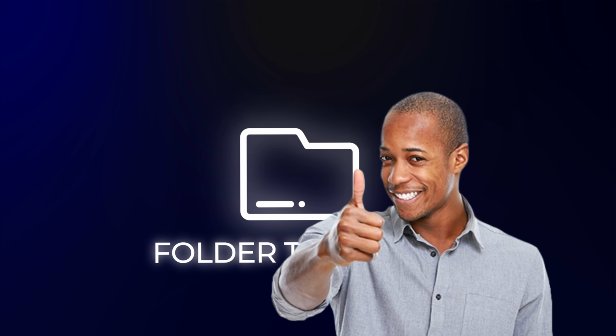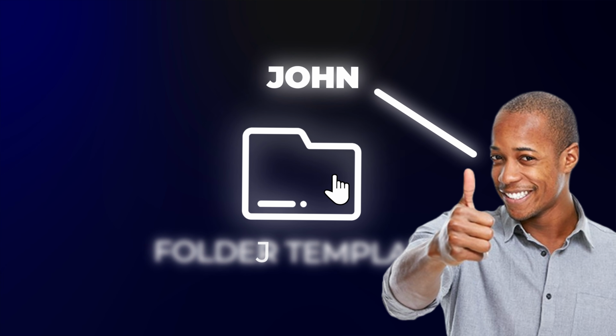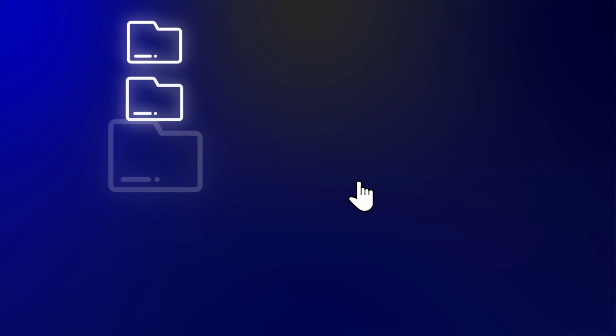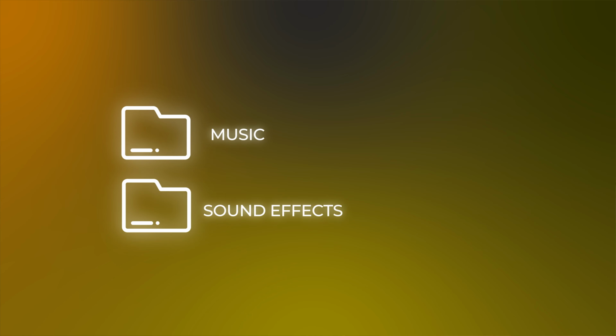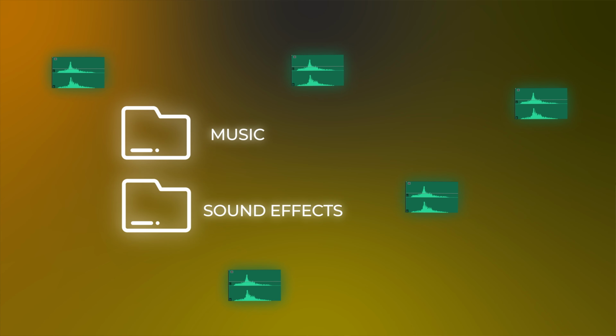Let's say you have client named John, then you create folder named John, and in this folder you can create 5 more folders: footage, audio, assets, saves, and export. In the footage folder, I put all of the raw footage from the clients. That is, for example, camera shots or screen shares. In audio folder, I have 2 folders, music and sound effects. And here I put all the audio that I use with the particular client.